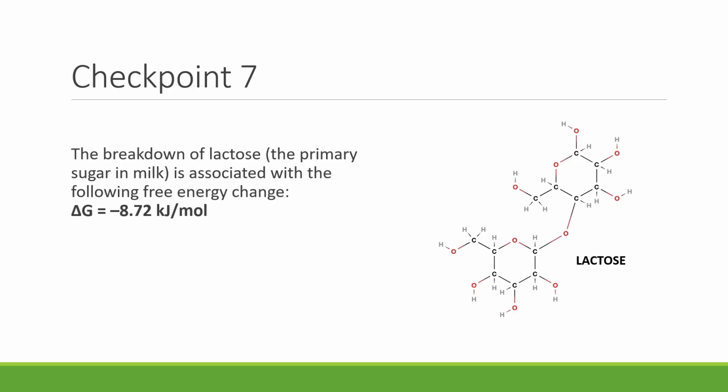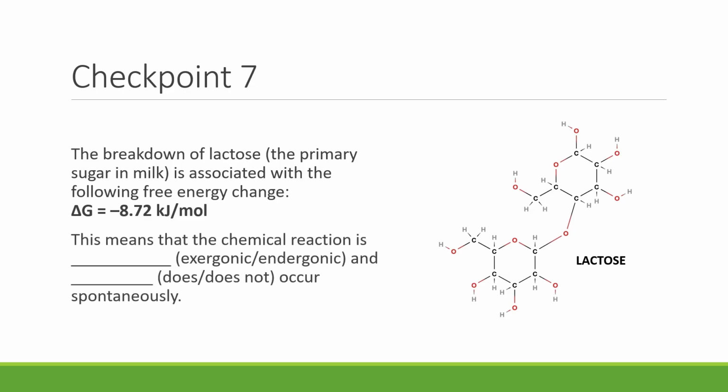So now we come to a checkpoint. We've talked about the breakdown of sucrose. Let's briefly talk about the breakdown of lactose. Lactose is the primary sugar found in milk. Breaking down lactose brings about a free energy change of negative 8.72 kilojoules per mole. Kilojoules is a measurement of energy. This number, a delta G of negative 8.72, means that the chemical reaction is, fill in the blank, exergonic or endergonic, and that it does or does not, again, fill in the blank, occur spontaneously.